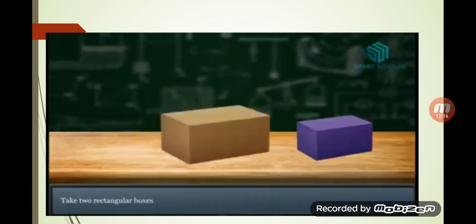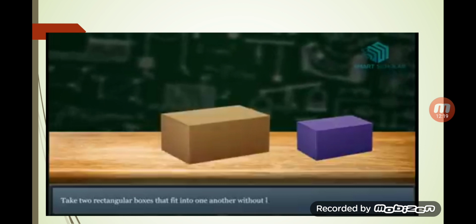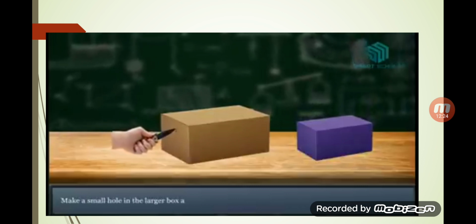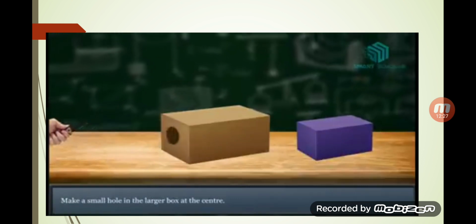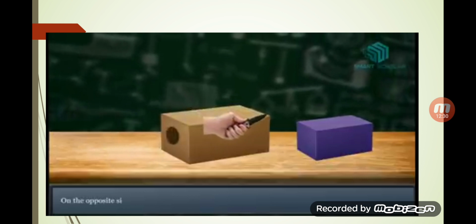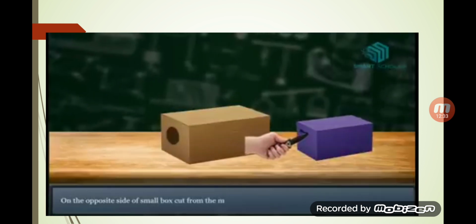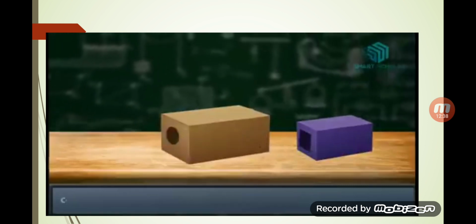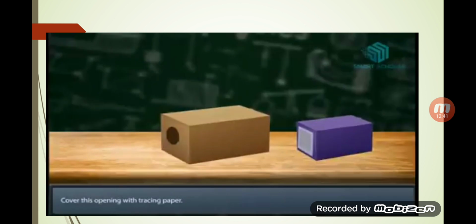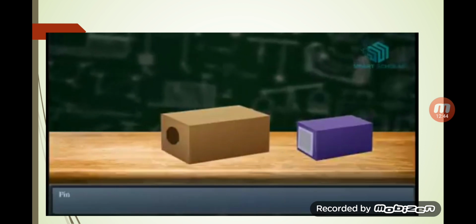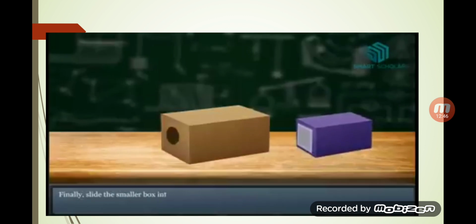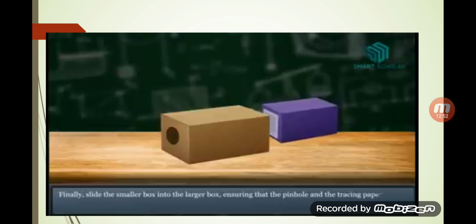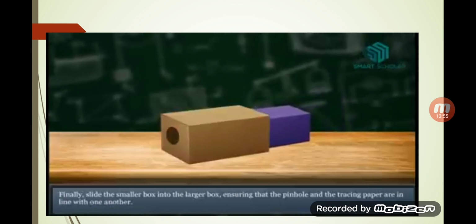Take two rectangular boxes that fit into one another without leaving any gap. Make a small hole in the larger box at the center. On the opposite side of the small box, cut from the middle a square of about 5 to 6 centimeters. Cover this opening with tracing paper. Finally, slide the smaller box into the larger box, ensuring that the pinhole and the tracing paper are in line with one another.